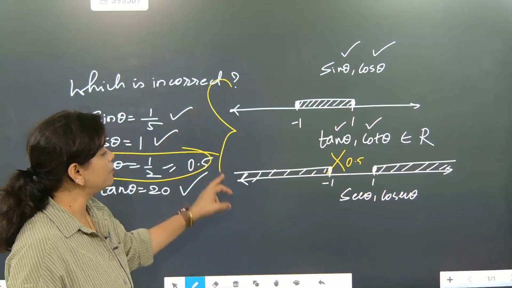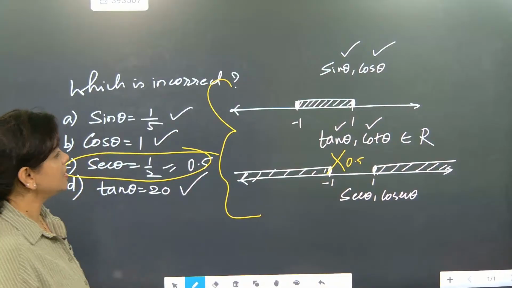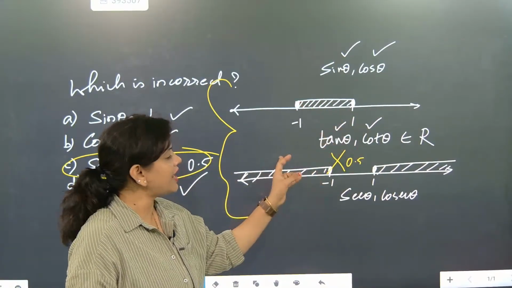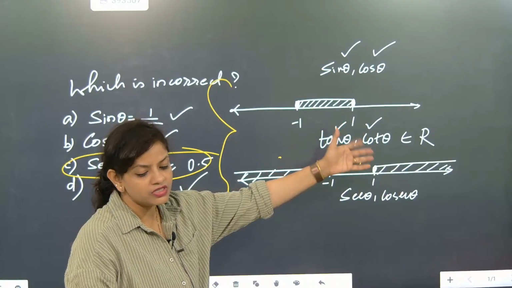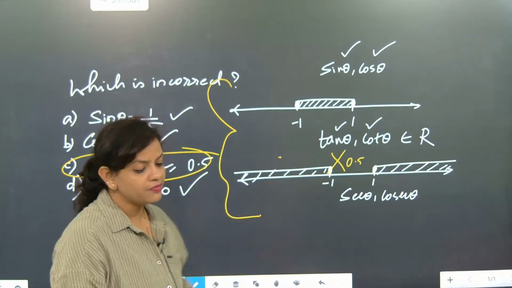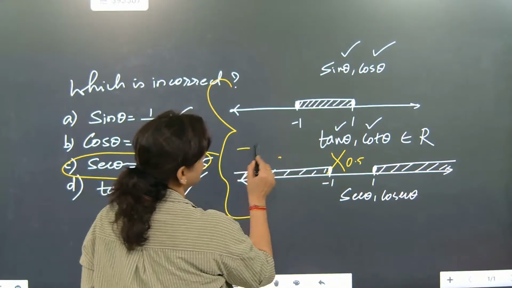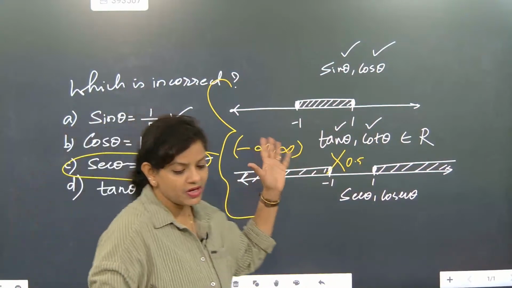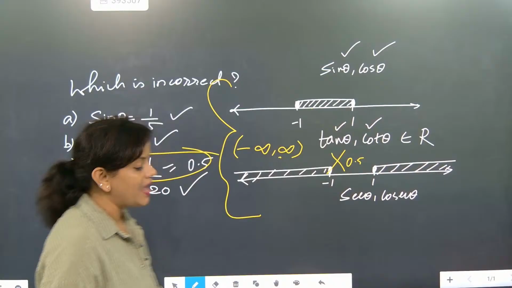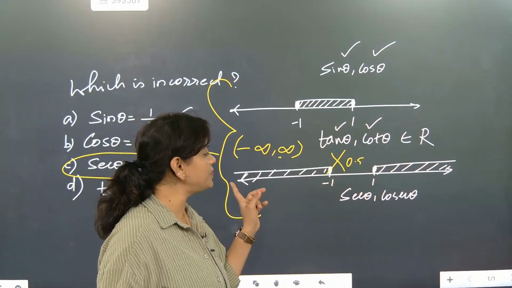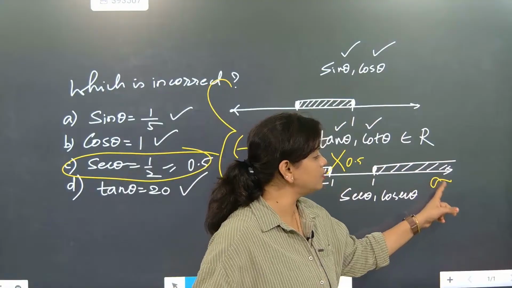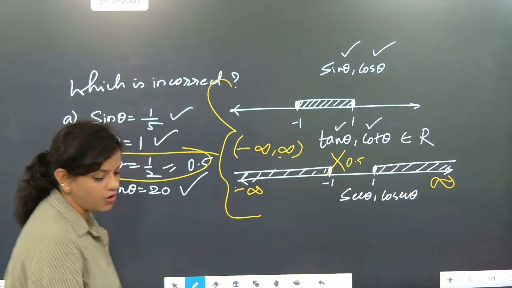Always remember, for 12th it will be very much needed. Sin theta and cos theta: minima and maxima including minus 1 and plus 1. Tan theta and cot theta are defined for all real numbers, that means from minus infinity to plus infinity, any value can come. And secant theta and cosecant theta take values from minus infinity to minus 1 and 1 to infinity. You always remember this.